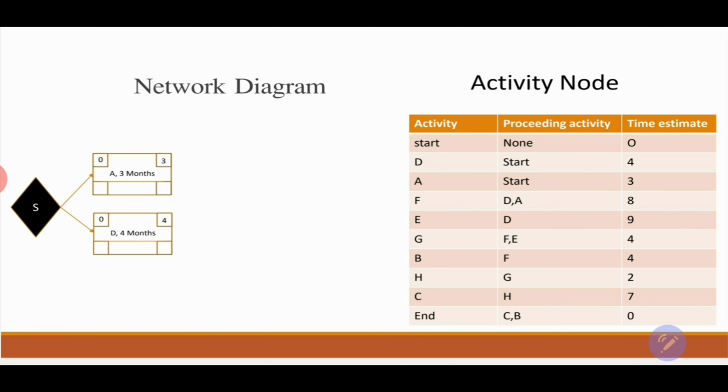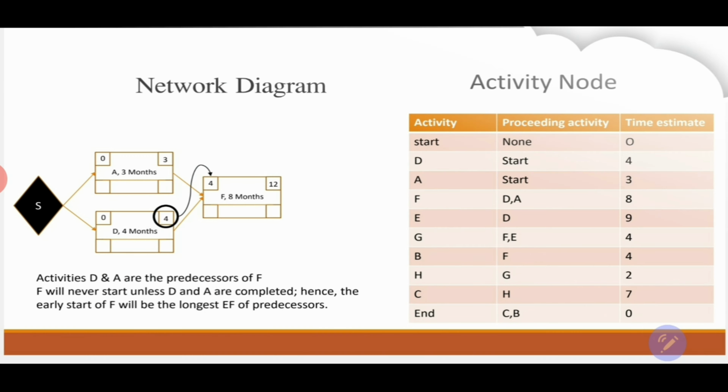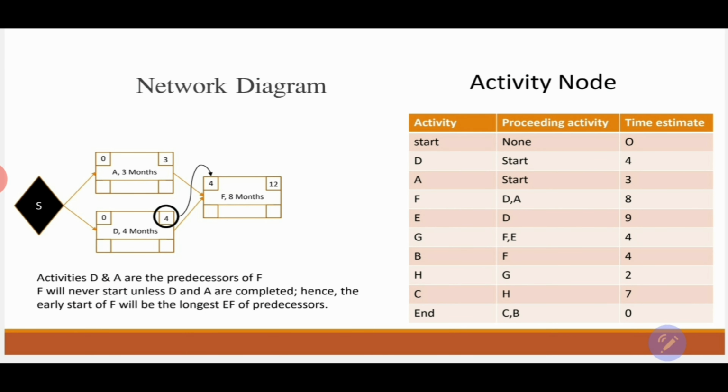This is how the two activities will look in the network diagram after we draw the two nodes. A and D are parallel activities, and they have an early start of 0, and activity A has an early finish of 3, and activity D has an early finish of 4. Now let's do activity F.